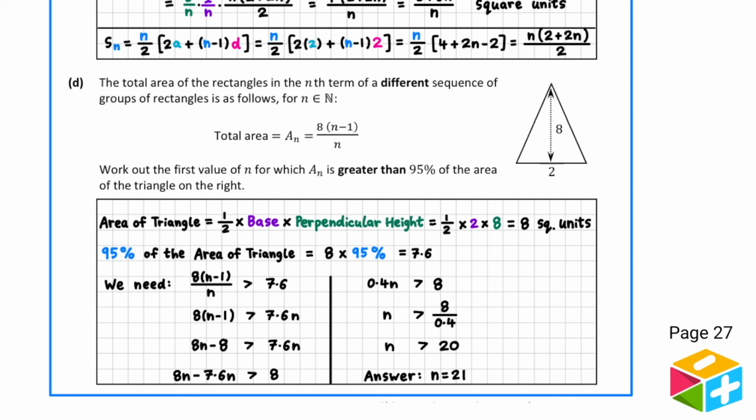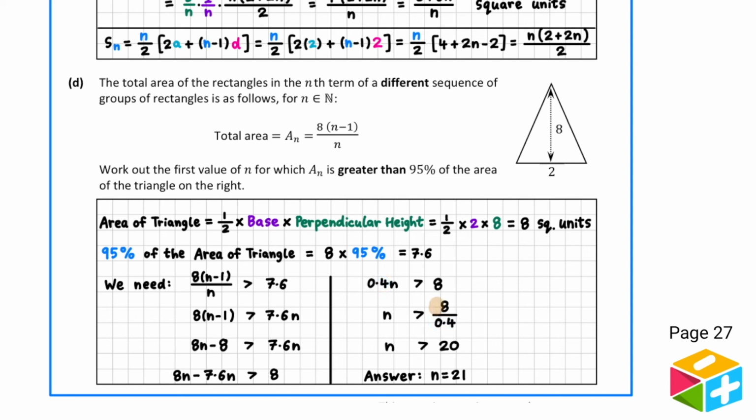We can simplify on the left. 8n minus 7.6n is 0.4n. From here, we can remove the multiplication of 0.4 by dividing both sides by 0.4.